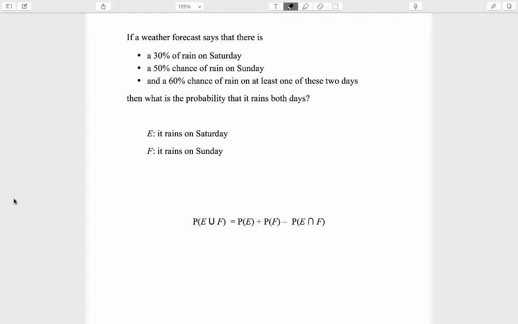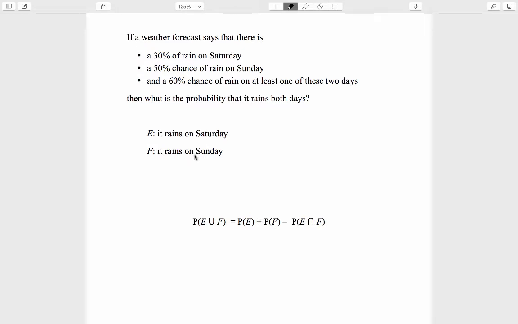If a weather forecast says that there is a 30% chance of rain on Saturday, a 50% chance of rain on Sunday, and a 60% chance of rain on at least one of these 2 days, then what is the probability that it rains both days? Let's first define events E, that it rains on Saturday, and F, that it rains on Sunday.